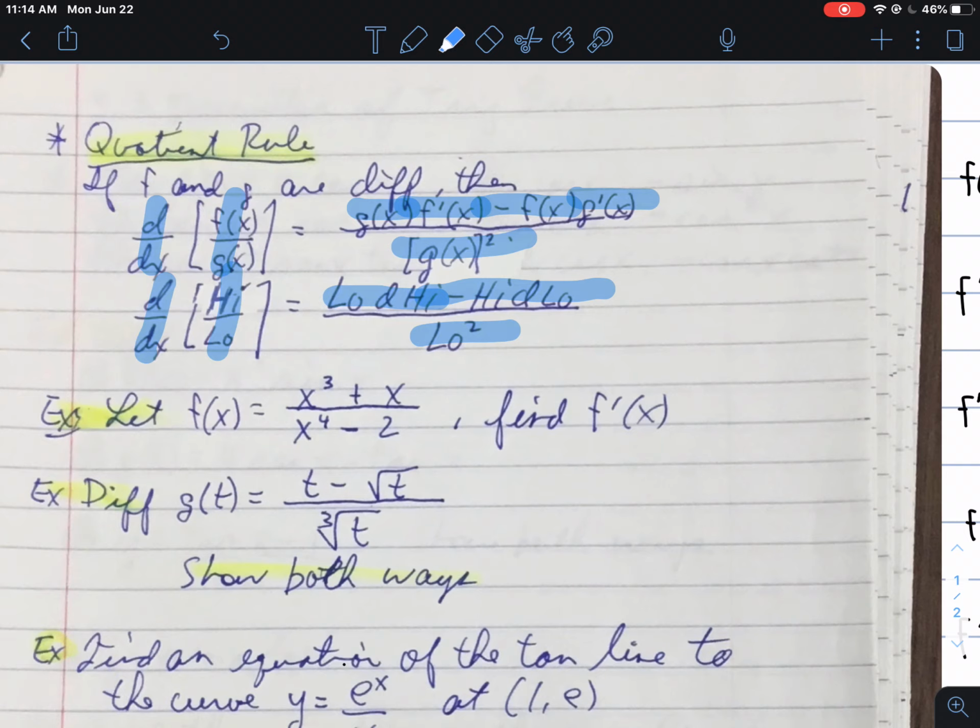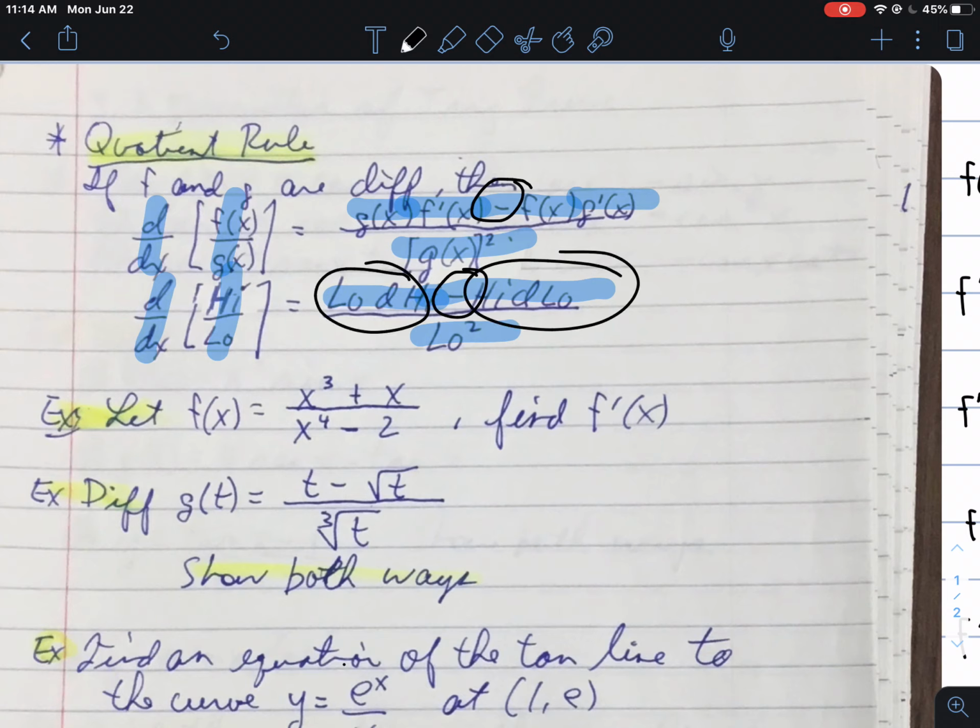Secondly, I guess the two things that I always see mistakes made with the quotient rule. First is with the subtraction. Maybe I should say three things. So the product rule, remember there was a sum there. It was first d second plus second d first. Quotient rule is low d high minus high d low. So that's the first mistake I see made. The second is getting these two pieces backwards.